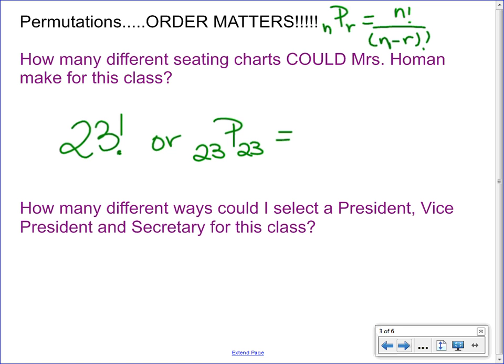When you're permutating all of your objects, you can just write it as n factorial, because you have 23 spots to fill with 23 people. Okay? How many seating charts could I make? 2.59 times 10 to the 22nd.